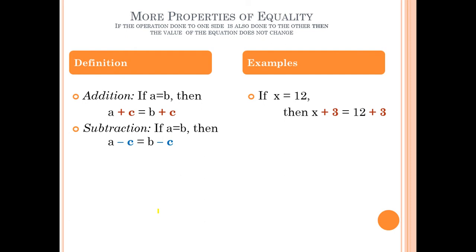Next, we have subtraction property. So that's if a equals b, then a minus c equals b minus c. So again, if we had x equals 12 and we subtract 3 from x, we also have to subtract 3 from 12.